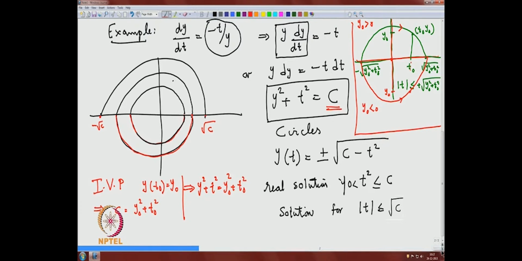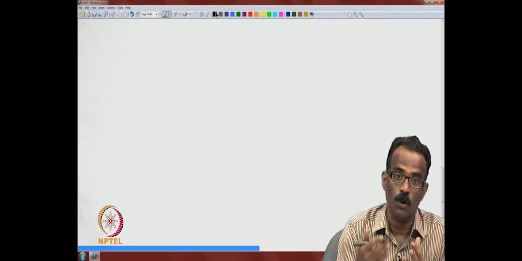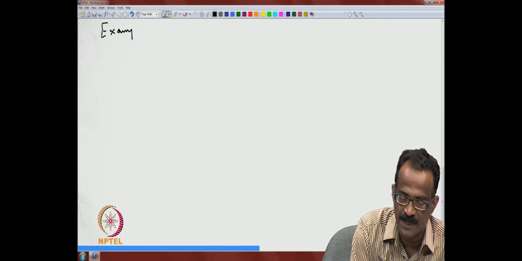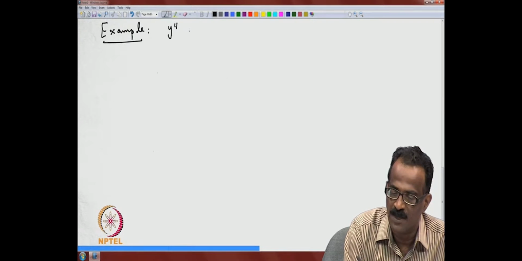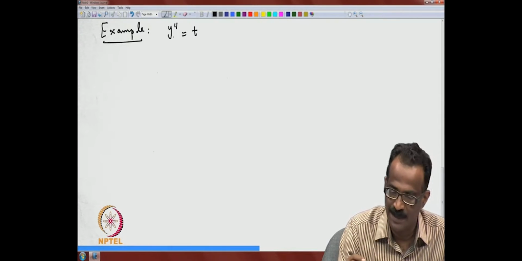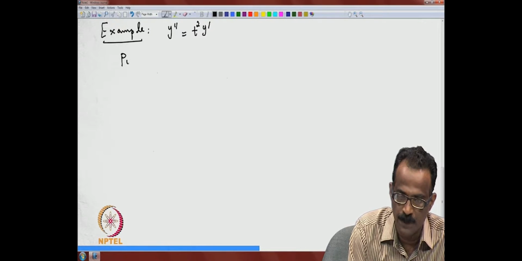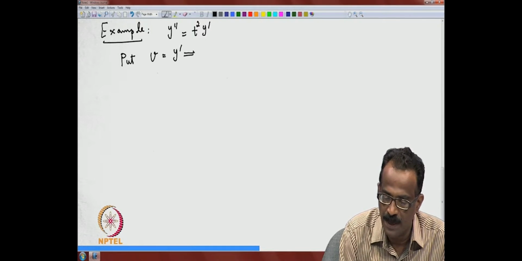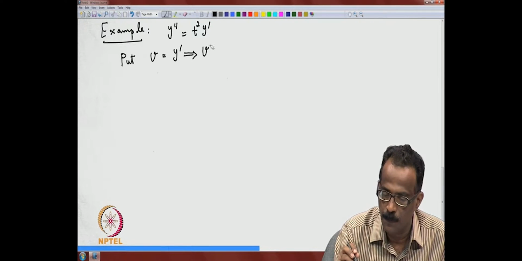Sometimes separable equations can be used to solve second order equations. So, let me present you one more example without details, but a second order equation. We have not studied second order equations, but you do not need to know anything about them. Suppose you have this equation, what you do is put v equal to y prime, then this equation will become v prime equal to t square v.